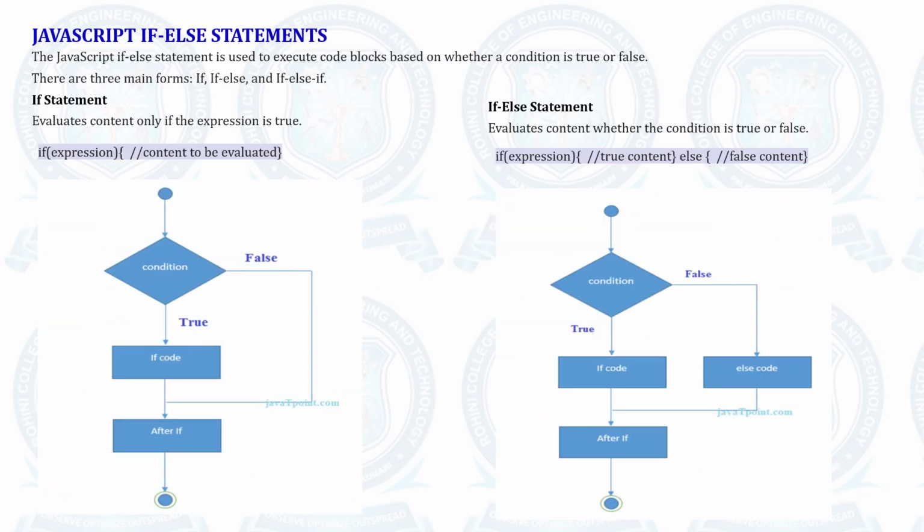JavaScript statements. If-else statement. The JavaScript if-else statement is used to execute a code block based on whether a condition is true or false. There are three main forms: if statement, if-else statement, and if-else if statement. If statement: evaluates the content only if the condition is true. Once the condition is true, the code will be executed after the if. Otherwise, if false, it automatically executes the code after the if statement.